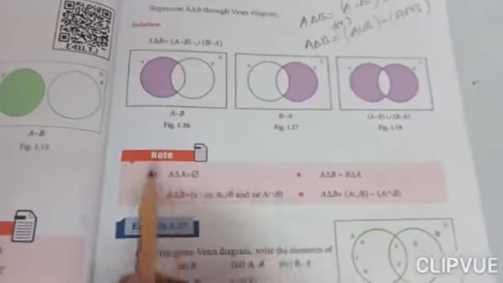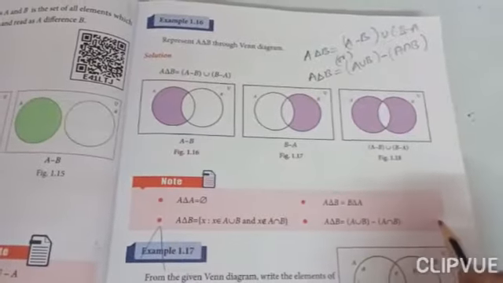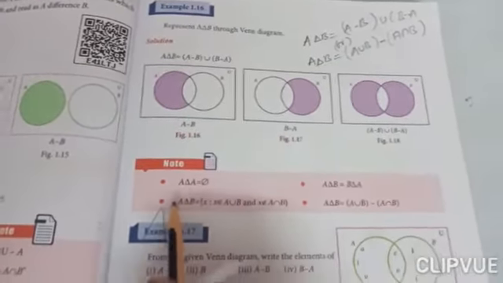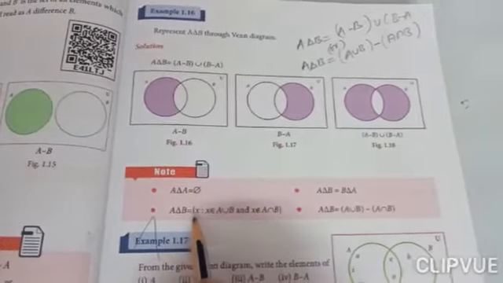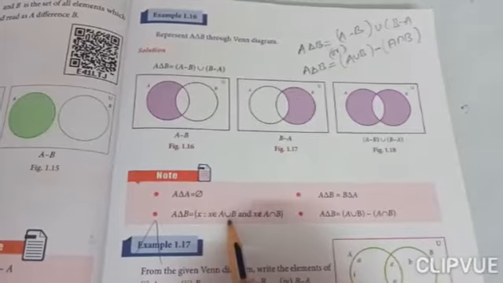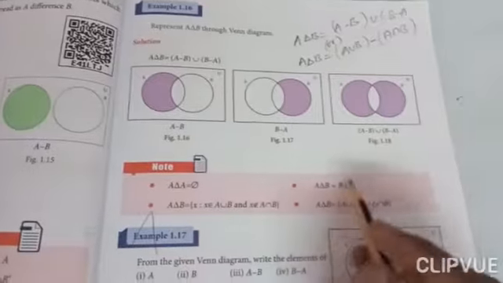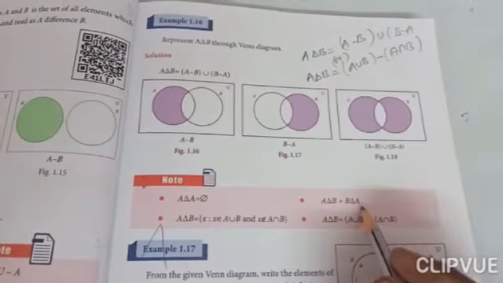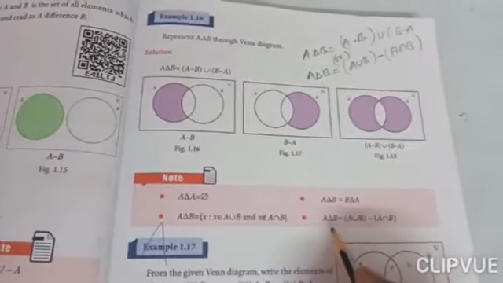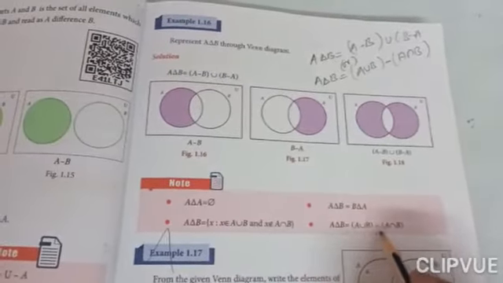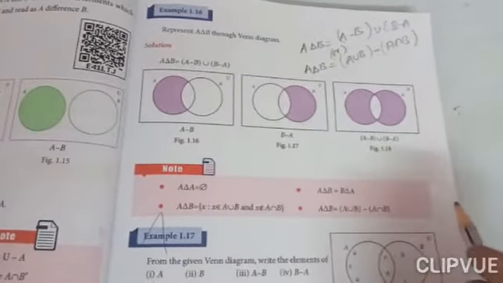And also the text gives a few more conditions, the important points. These points are very important. One more property: A symmetric A is the null set. A symmetric B equals the set of X such that X belongs to A union B and X does not belong to A intersection B. A symmetric B equals B symmetric A. This property is the commutative property. A symmetric B equals A union B minus A intersection B. This way also you can prove the sum.